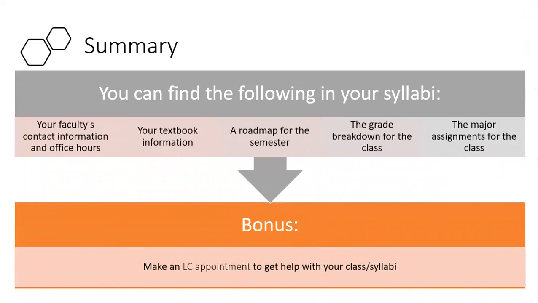To summarize, here are the most important things you can find in your syllabi. You can find your faculty members' contact information and office hours. You can find your textbook information, a roadmap for the semester, a grade breakdown for the course, and the major assignments for the class. And finally, our bonus tip, make an appointment with one of our tutors in the Learning Commons so we can help you break down your syllabi and get organized for the semester.